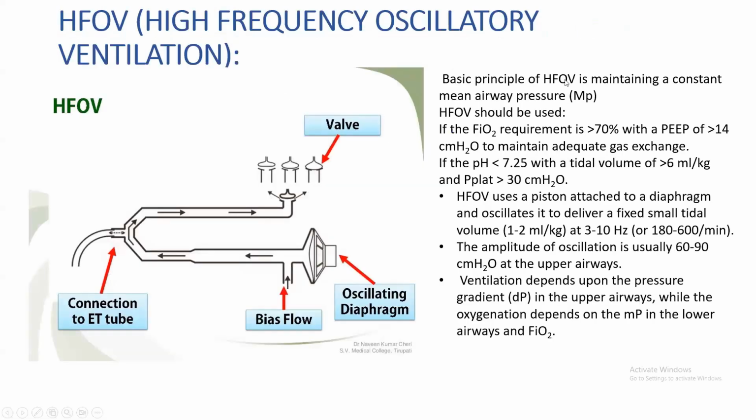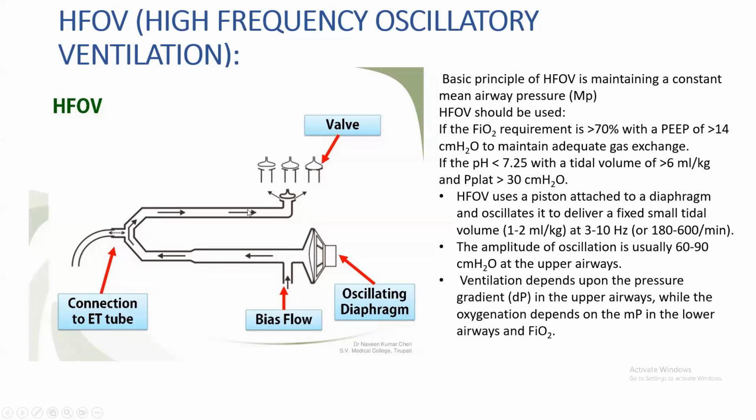Here, the basic principle is that it is considered only when the FiO2 requirement is greater than 70 and the PEEP level is more than 30 to maintain adequate gaseous exchange. If the pH value is less than 7.5 and the tidal volume is more than 6 ml per kg and the P plateau is also greater than 30 centimeters of water, then we can consider this high frequency oscillator ventilation.